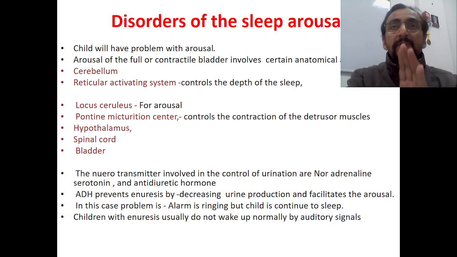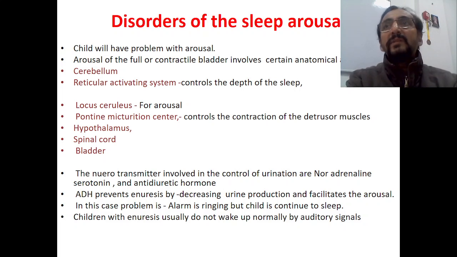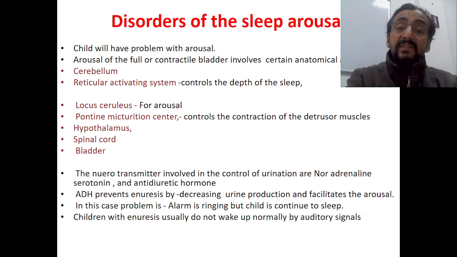Now this is very important. If the ADH is produced in a normal amount, then it decreases the urine production naturally, and it also facilitates the arousal. It also makes the child arouse from sleep. In case of this problem, ADH is not completely or properly produced, so there will be a problem. And if this is the cause, then the alarm is ringing, but the child is not waking.